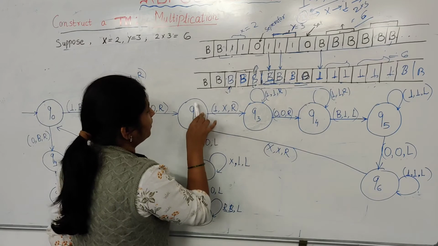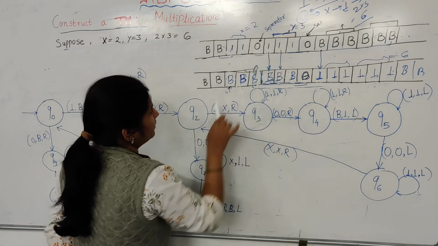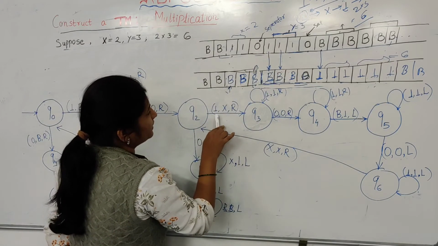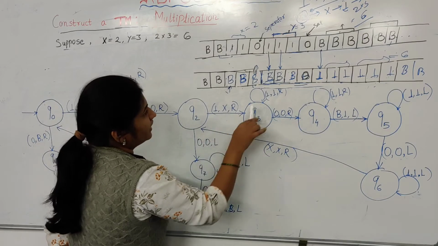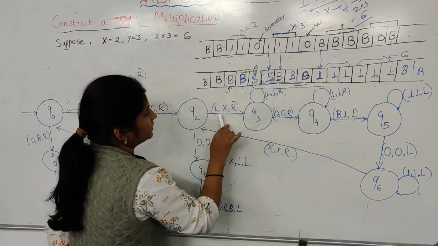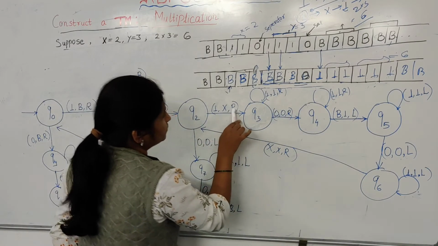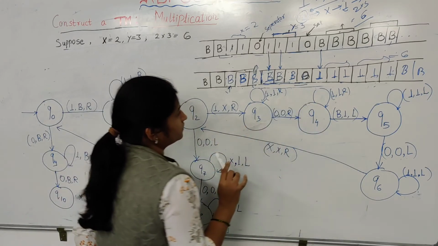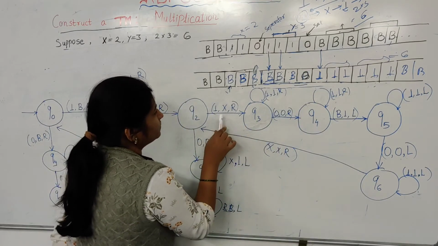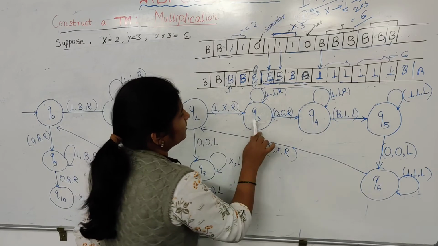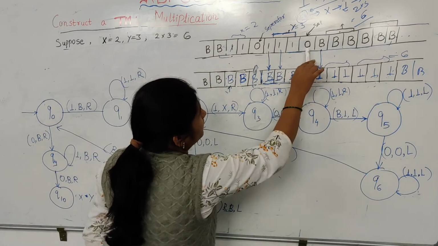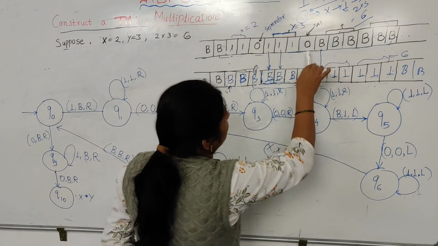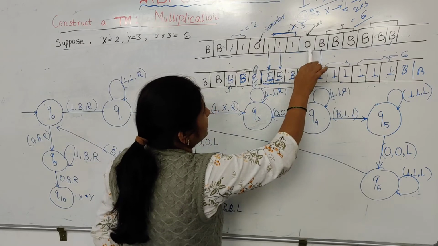Then on the state Q2, if we get 1, we will replace this first one with the x, and the remaining ones we will keep as they are. We will move towards the right direction here also. Only the first one we will replace with x. Then on the state Q3, all these ones are completed.